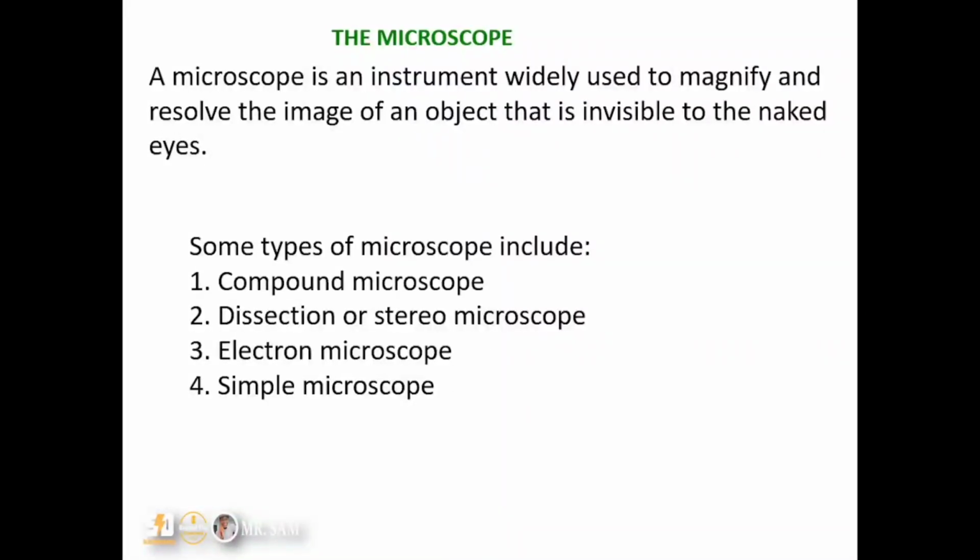A microscope is an instrument widely used to magnify and resolve the image of an object that is invisible to the naked eye. Let us quickly mention some examples of the microscope. We have the compound microscope, the dissection or stereo microscope, the electron microscope, and the simple microscope. A lot of you must have seen microscope instruments in your school, so I'm going to be sharing some images so that you can look through.